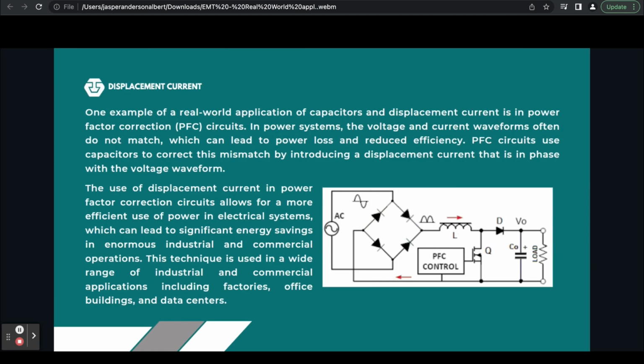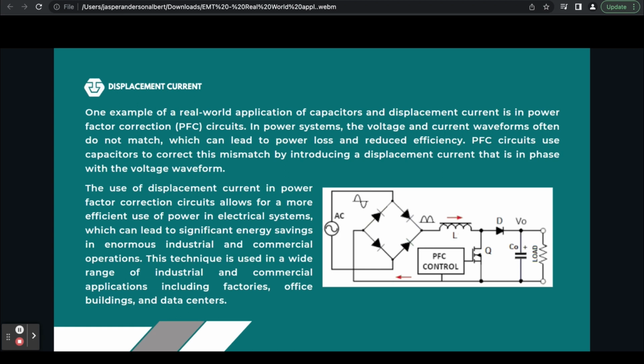One example of a real-world application of capacitors and displacement current can be seen in power factor correction circuits. In power systems, voltage and current waveforms frequently do not match, which often leads to power loss and reduced efficiency. Power factor correction circuits use capacitors to correct the mismatch by introducing a displacement current that is in phase with the voltage waveform.